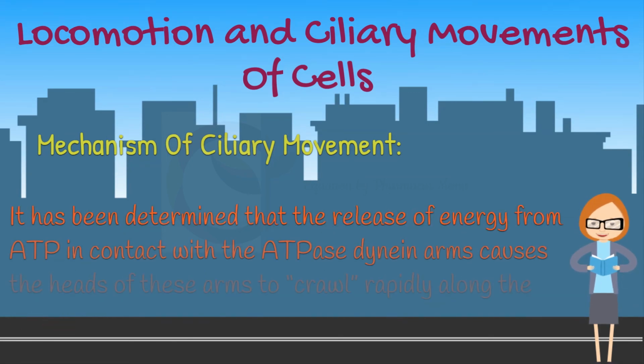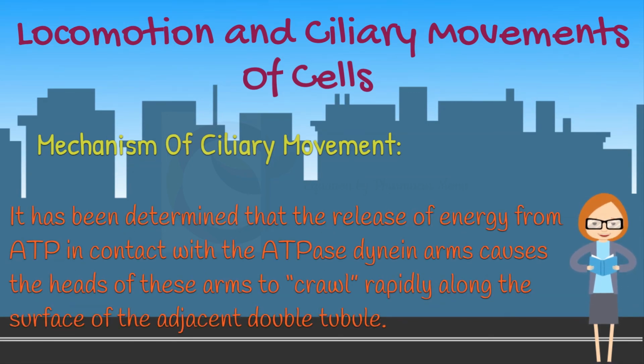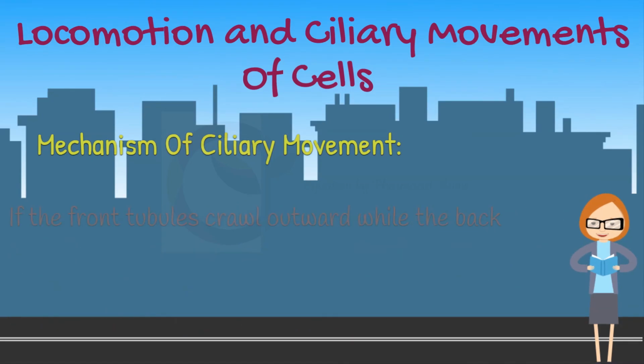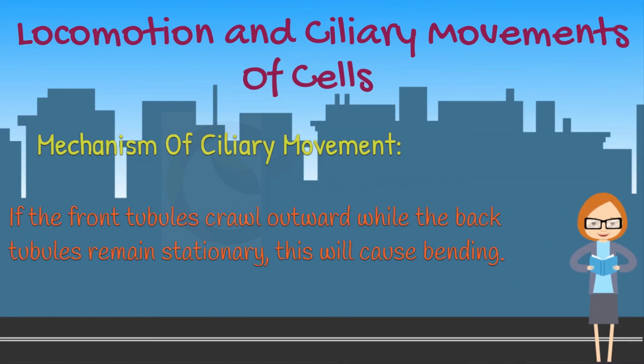Given this basic information, it has been determined that the release of energy from ATP in contact with the ATPase dynein arms causes the heads of these arms to crawl rapidly along the surface of the adjacent double tubule. If the front tubules crawl outward while the back tubules remain stationary, this will cause bending.